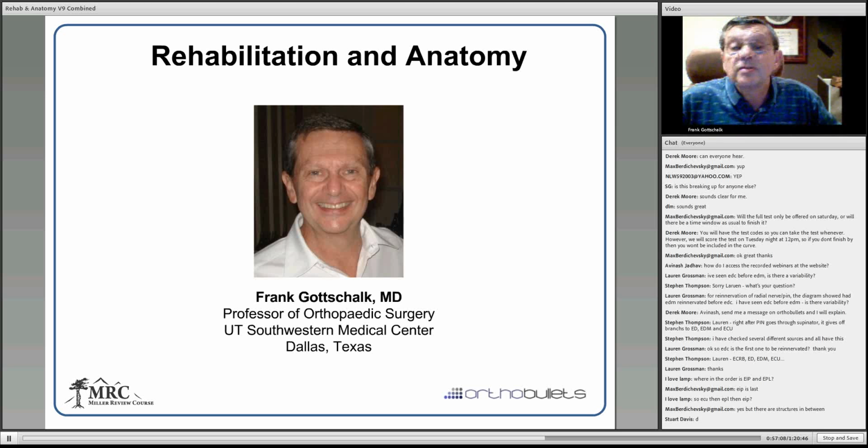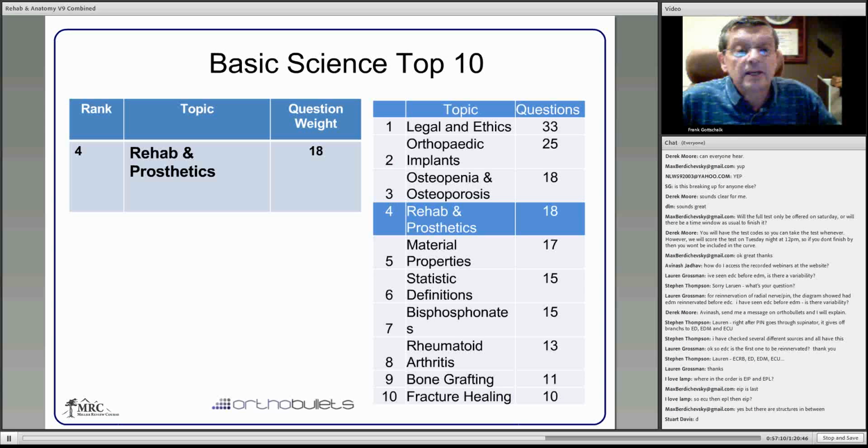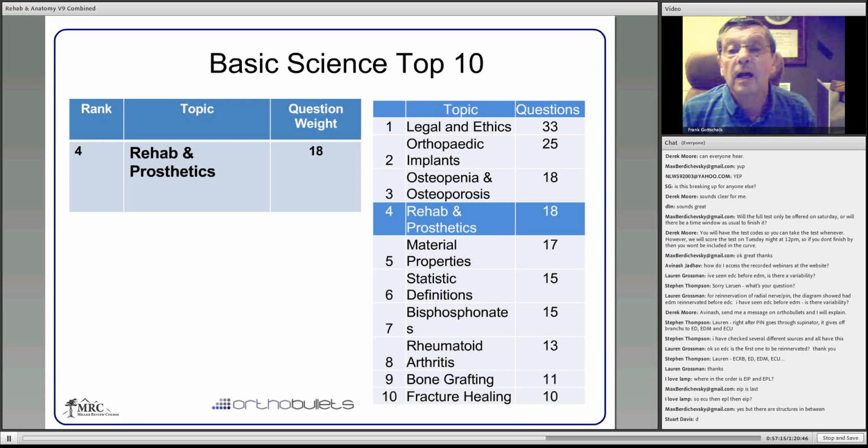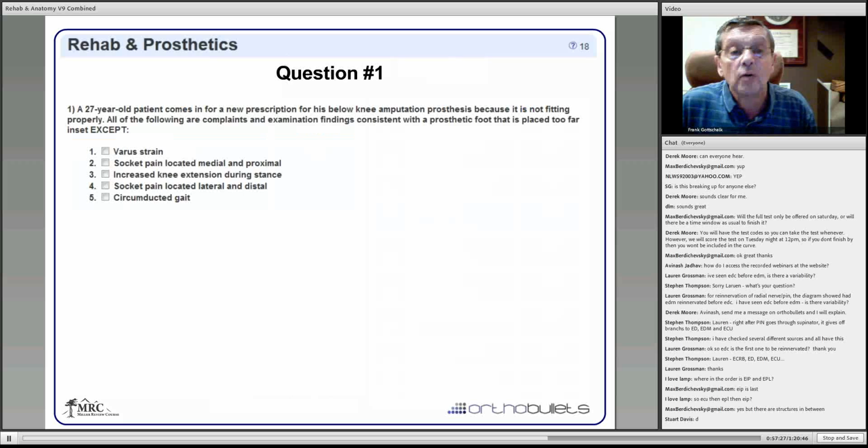Alrighty, so let's get going with the next slide. So when we look at rehab and prosthetics, we have about 18 questions amongst the group that we're going to be looking on. So the rank is number 4, which is fairly high in terms of what's asked for.